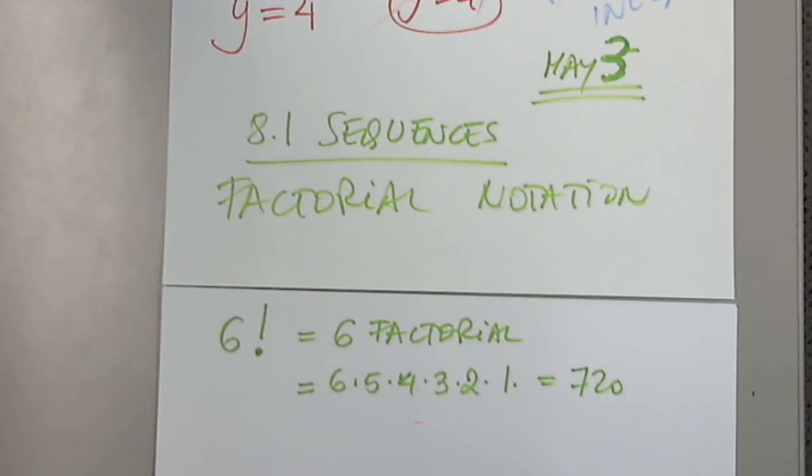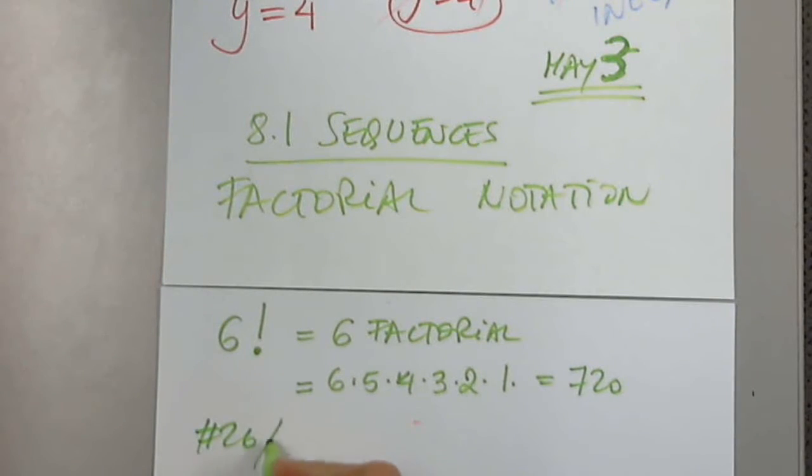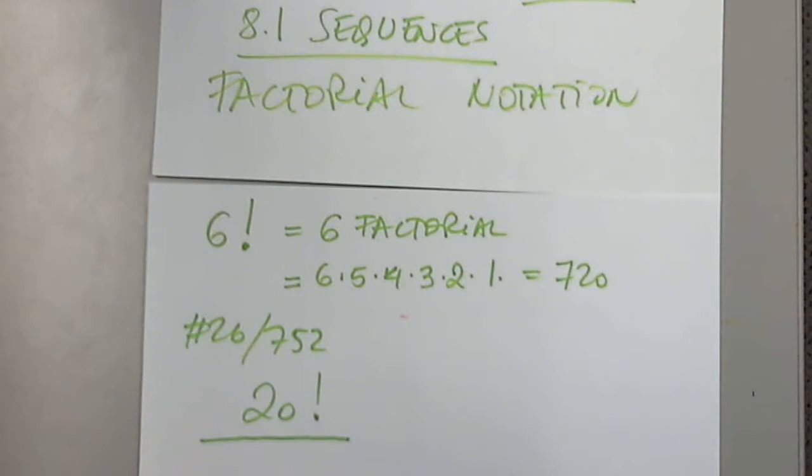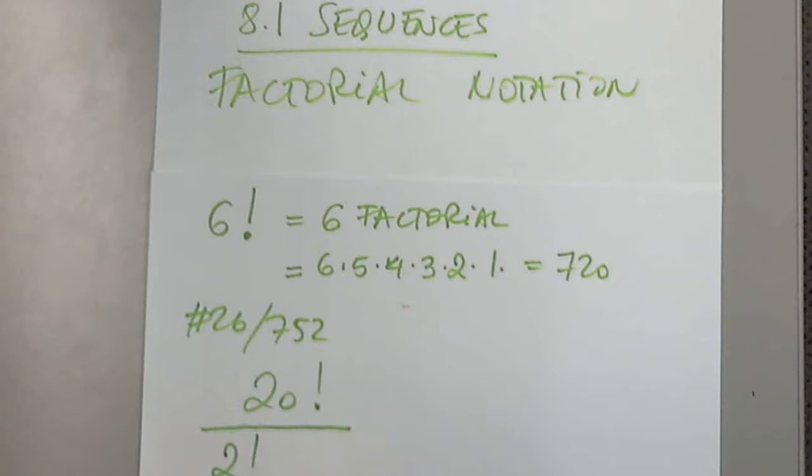Any questions? Okay. Now I would like to practice this a little bit. On page 752, I would like to look at problem 26. And here we are asked to evaluate each expression. So what do I see here? I see 20 factorial divided by 2 factorial multiplied by 18 factorial.